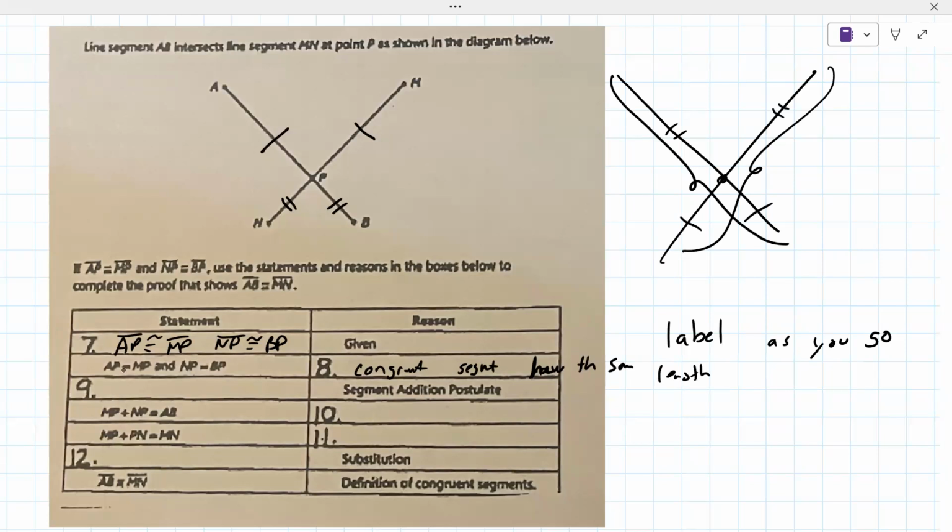Segment addition postulate. MP plus NP equals AB. I believe we're supposed to say here that NP plus PM equals the whole thing, and AP plus PB equals the whole thing.